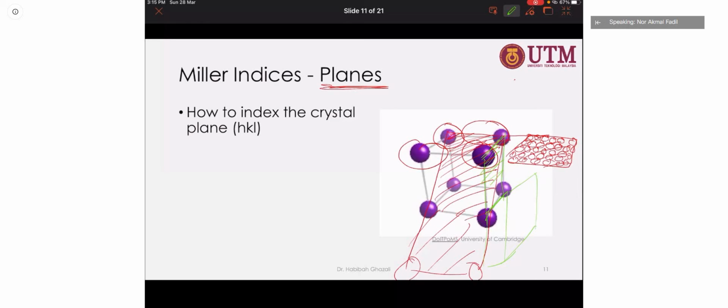That's the reason they came up with a method to index this kind of plane, because it reflects how the material behaves when some kind of external force is subjected to the material. So that's the reason we need to index the plane, and then we can relate it to the material behavior.